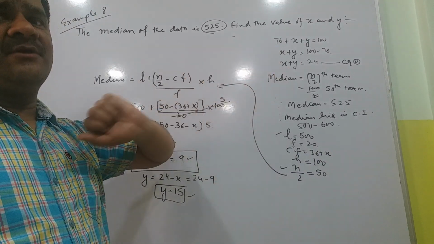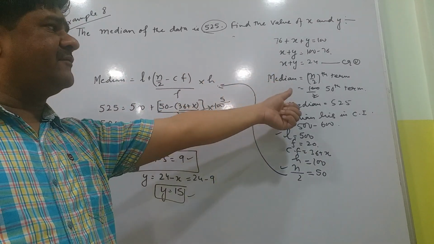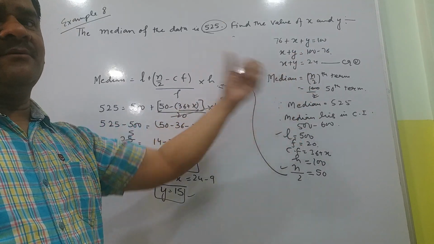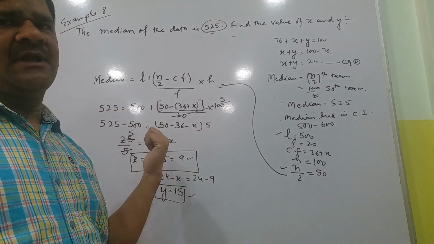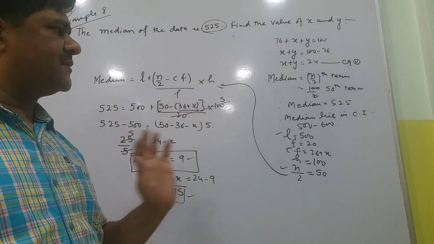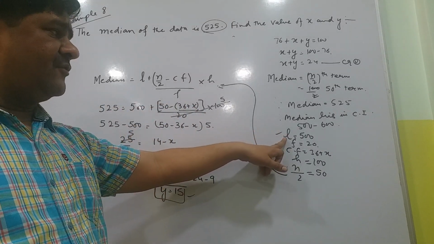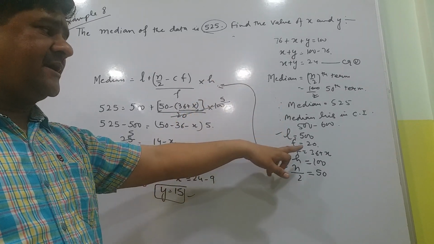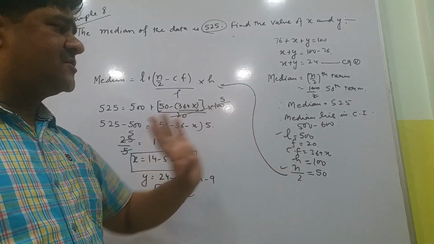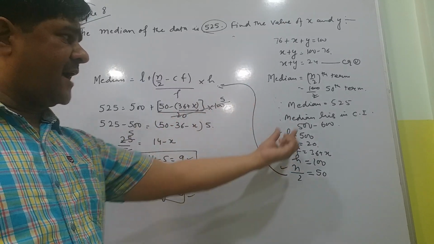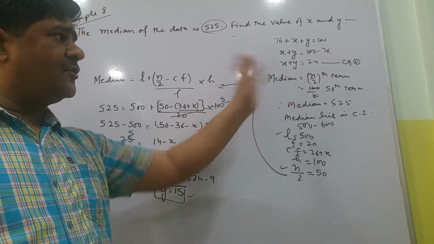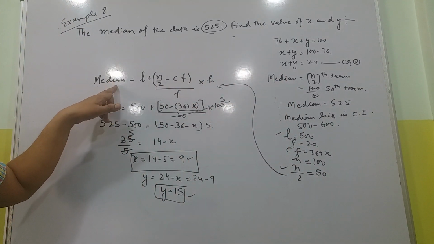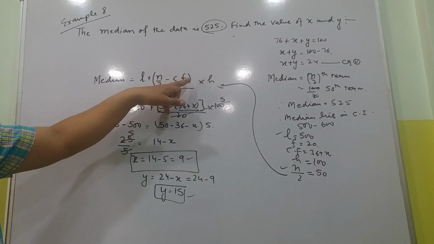The median is the n by 2th term. The total was 100, so 100 by 2 is equal to the 50th term. Since the median is already given as 525, that tells us which class interval it will lie in, that is 500 to 600. From there we calculated the value of L. F was 20, CF we had to take of the previous class interval, that is 36 plus x. H is already 100, the gap between them is 100, and n by 2 you already calculated, that is 50.